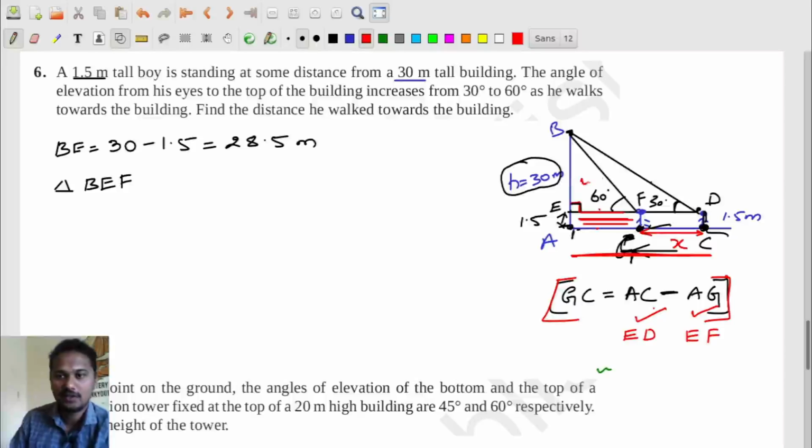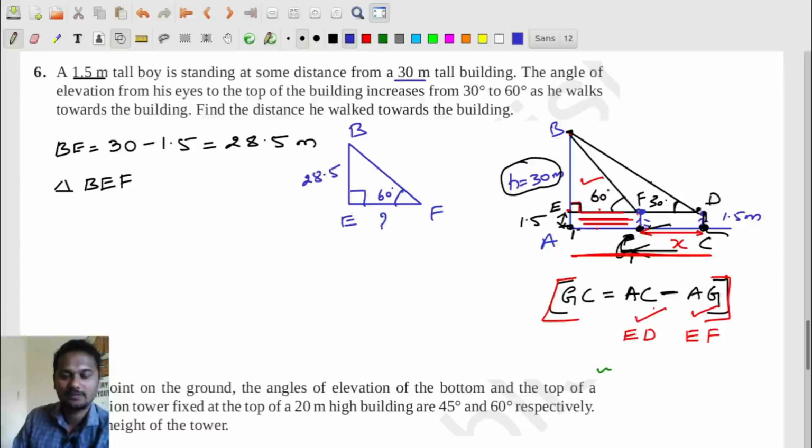So in the first triangle BEF, if you want you can just take the triangle out. Let me draw it here. BEF, right angled at E, and this is 60 degree here. And then how much we got? BE, we got BE as 28.5. Now find EF. With reference to this angle, this is opposite and this one is adjacent, then what is the ratio of opposite and adjacent?